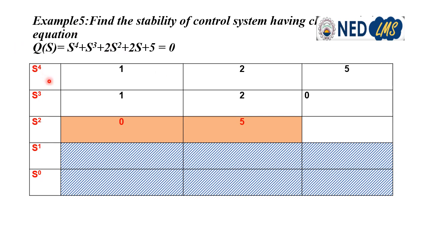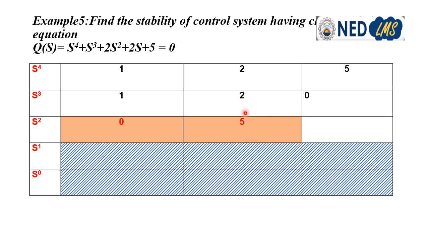In the s^4 row we fill the alternate coefficients: the coefficient of s^4 is 1, the coefficient of s^2 is 2, and then 5. Then we fill the second row using the coefficient of s^3, that is 1, and the alternate coefficient of s^1, which is 2. Then we continue the table. We calculate 1 multiplied by 2 minus 2 multiplied by 1, that is 2 minus 2 is 0, and 0 upon 1 is 0.